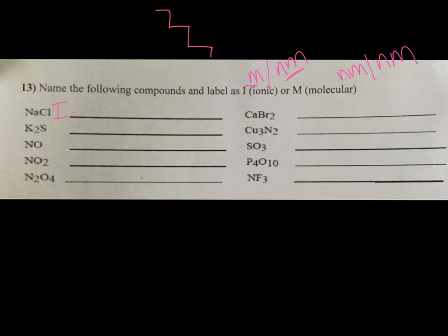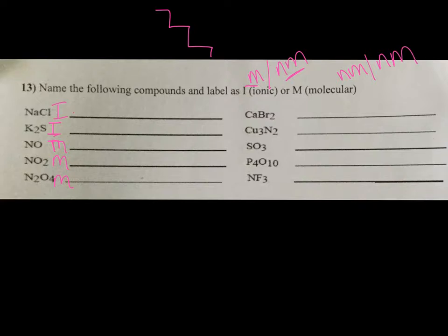The next one we have is potassium sulfide. That is also going to be ionic. The next one we have is nitrogen monoxide. That is a nonmetal with a nonmetal, so this is going to actually be molecular. And same with these last two. So let's go ahead and now write the names.